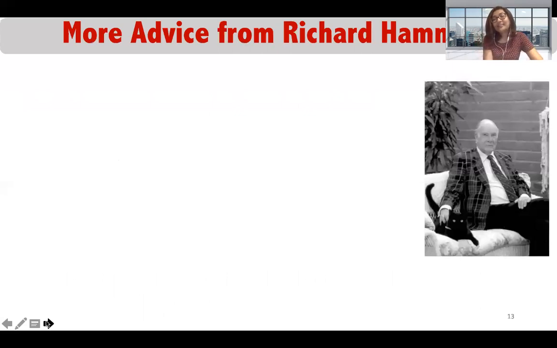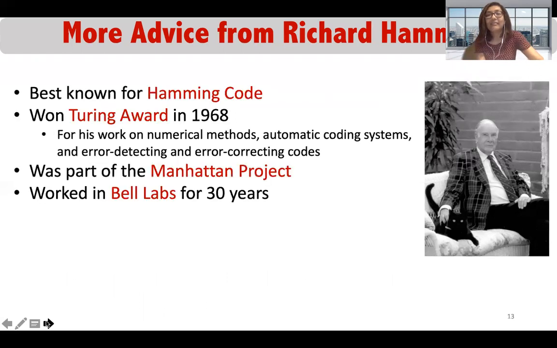These are not just my advice. Actually, this is advice that I have got from my advisors and other mentors. And I will particularly mention Richard Hamming. Richard Hamming is best known for inventing the Hamming code, but he also won the Turing Award in 1968. He was part of the Manhattan Project, and he also had a long career at Bell Labs.